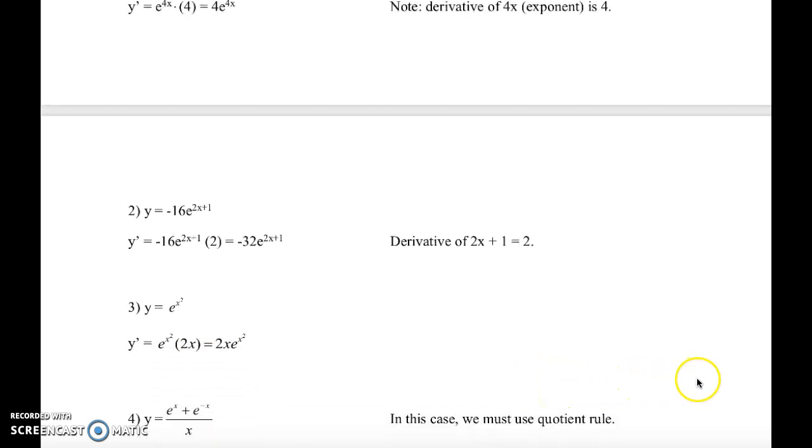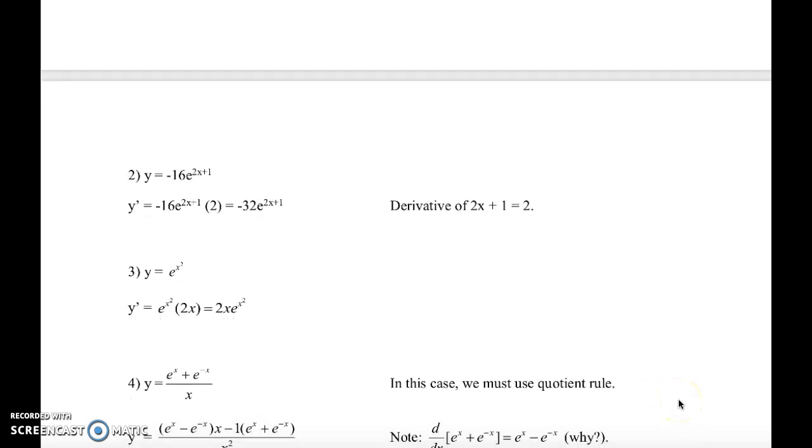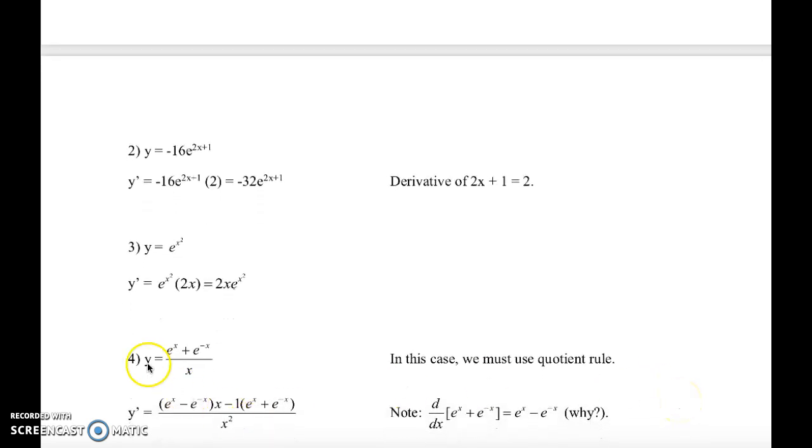Last example here, if we have y is equal to e to the x plus e to the negative x, over x, unfortunately in this case, we are stuck with using the quotient rule for this. Okay, so if we go ahead and use the quotient rule, our f of x is e to the x plus e to the negative x.